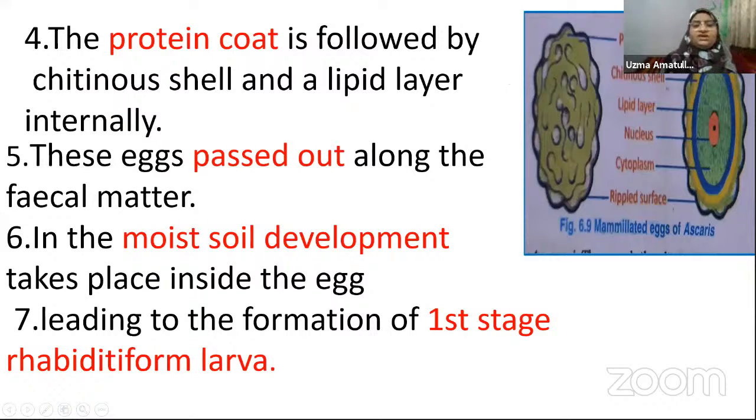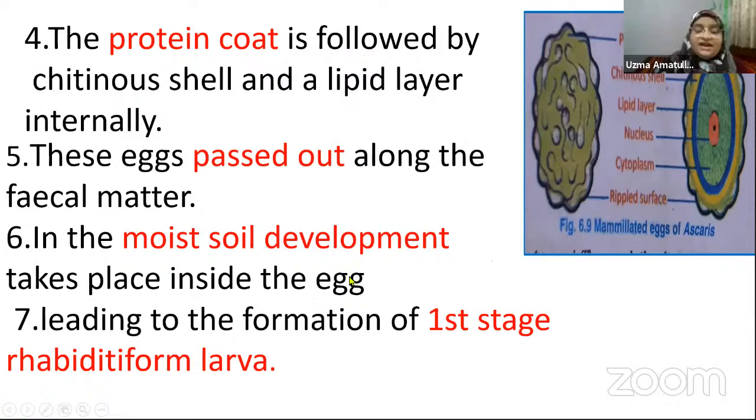Now the protein coat is followed by a chitinous shell and a lipid layer internally. First the protein coat is there, then the chitinous shell in the middle, and then last is the lipid layer. So it is covered with 3 layers. These eggs pass out along with the feces, along with the excreta, and come out into the soil. In the moist soil, development takes place inside the shell.